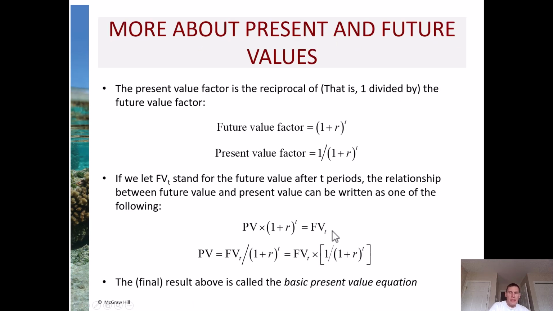All right, so a little more about PVs and FVs. The present value factor is the reciprocal, basically 1 divided by the future value factor. The future value factor is (1 + r)^t, as we established. The present value factor, the reciprocal, is just 1 over (1 + r)^t. So the formulas are very similar. You just have to remember that for the present value, it's 1 over. If we let FV stand for the future value after t periods, the relationship between future value and present value can be written as one of the following. And these are really interchangeable, if you will.